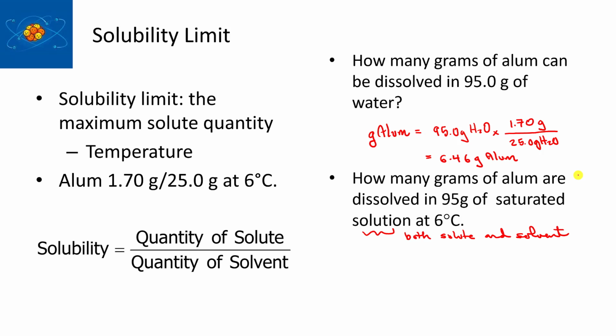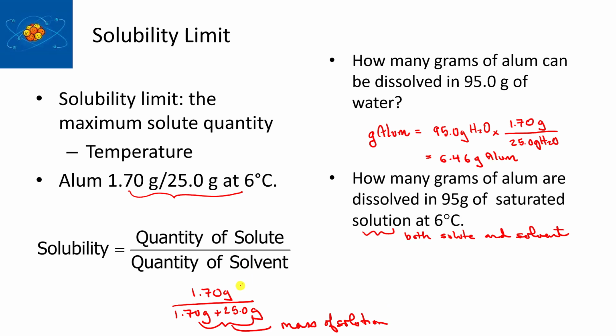And so if you want to figure out how many grams of alum are in 95 grams of saturated solution, you have to think about how to use these two numbers. What this gives us is the ratio of solute to solvent, that's for sure. But you can also rewrite that as 1.70 grams for every 1.70 grams plus 25.0 grams. This represents the mass of a saturated solution. And this is my mass of solute.